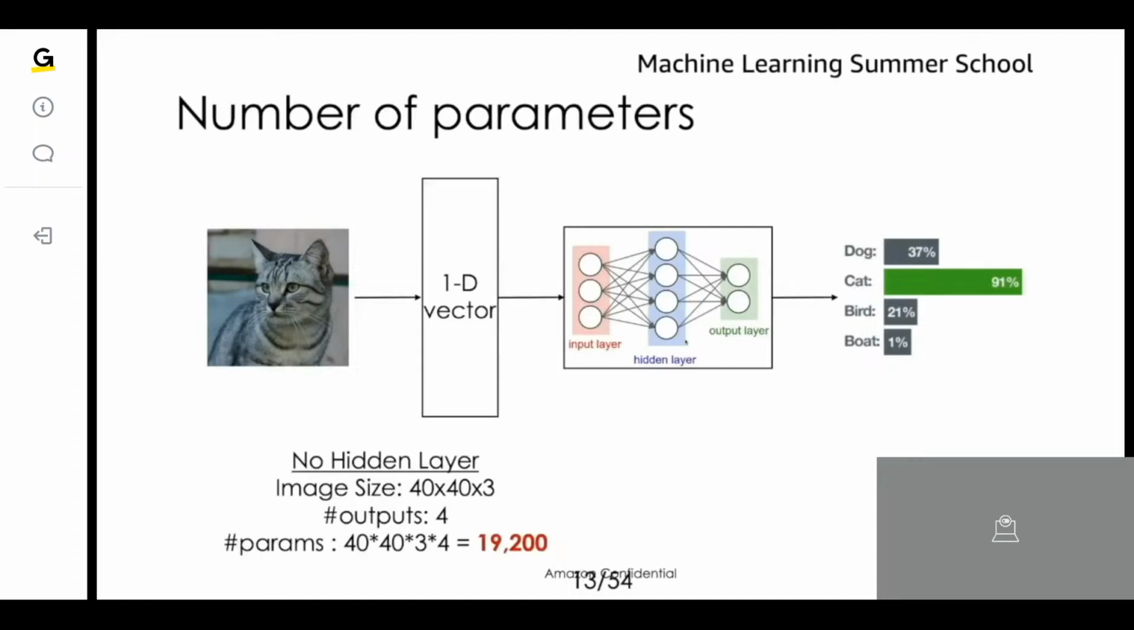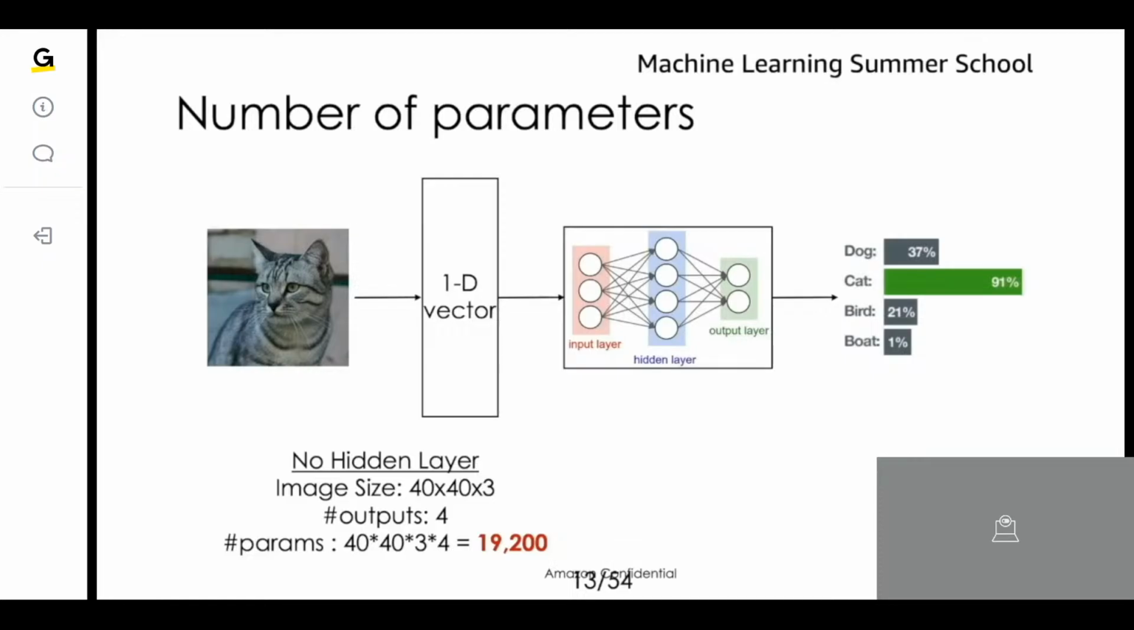Now let's look at the number of parameters required to do this. Let's consider a small image, an image of 40 by 40 by 3, where 3 is the number of channels. And you're classifying it into just 4 classes, so your number of outputs is 4. And you don't have a hidden layer, so you just have an input layer directly connected to the output layer. What is the number of parameters that the neural network will have? The number of parameters will be 40 into 40 into 3 into the number of outputs, 4, which will be approximately 20,000 parameters. So for a small image, this is a rather large number of parameters.